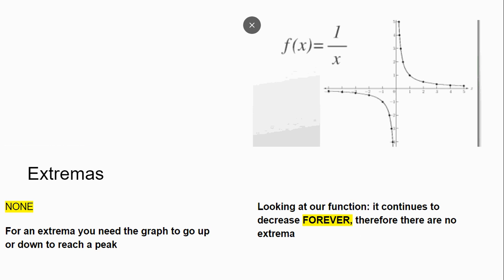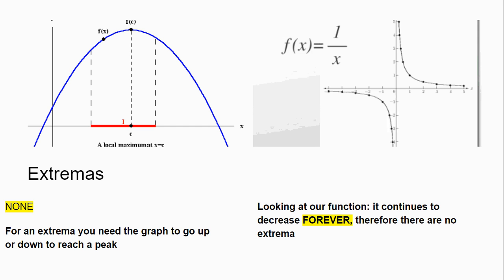Oh, nice. So for the extrema, there are none because in order to have an extrema, it should look something like this. So it can either increase and then decrease, or it can decrease and then increase, but there has to be this kind of point where it stops increasing and decreasing. And on this graph, you can see that it's always decreasing, so it can't ever have an extrema.